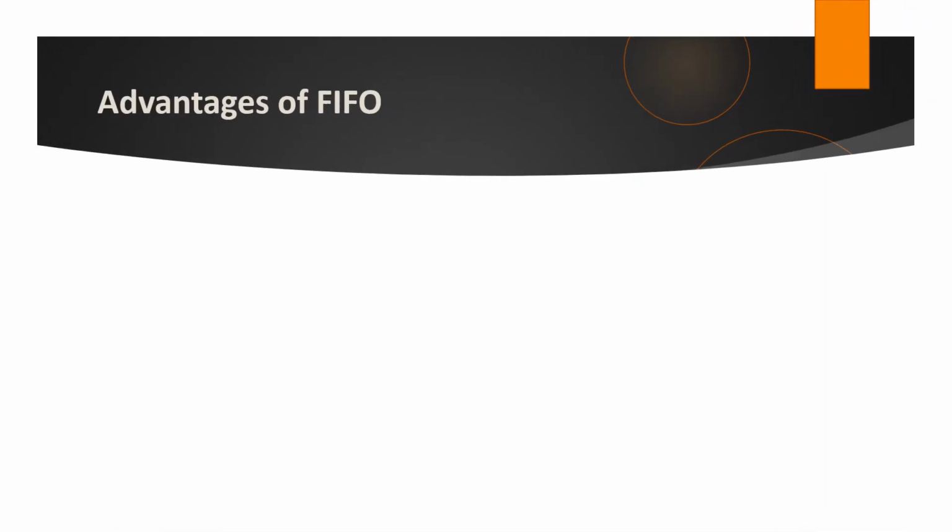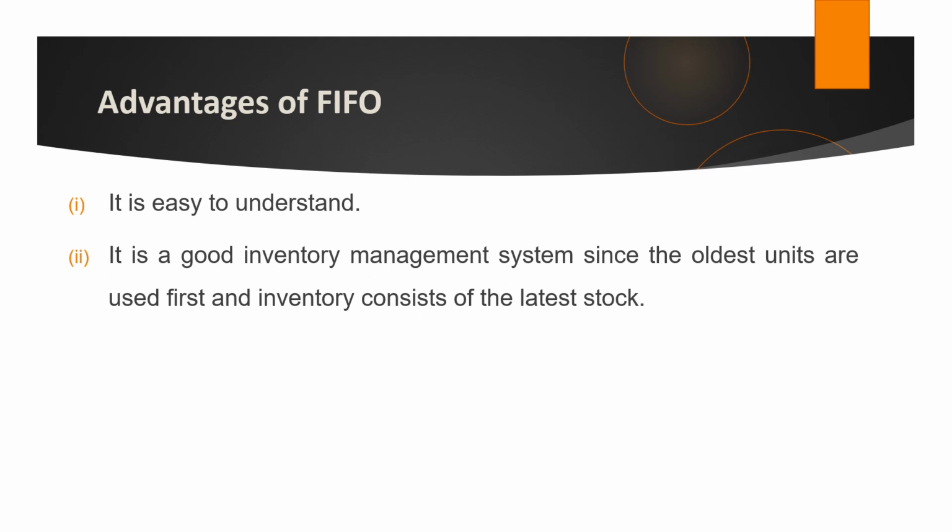Now let's see what the advantages of FIFO are. It's easy to understand, and it is a good inventory management system since the oldest units are used first and inventory consists of the latest stock. It also facilitates comparisons. These comparisons can be interfirm as well as intrafirm. Interfirm means firms within the industry. Intrafirm means if it's a consolidated company, then between the firms.